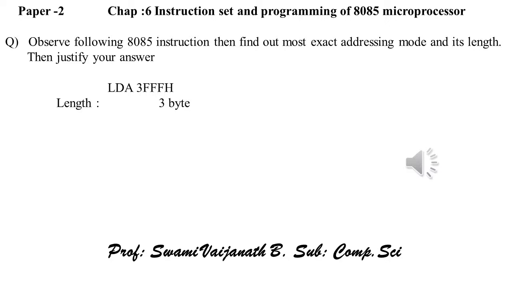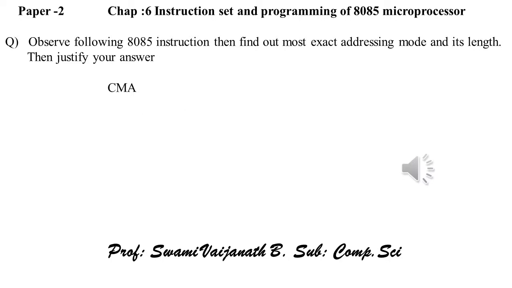Its addressing mode is direct. Why is it direct? Because the 16-bit address appears immediately after the opcode. That is, there is no intermediate register between the opcode and the operand, so its addressing mode is direct.